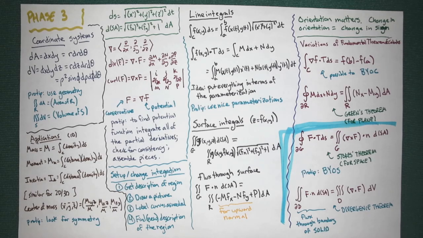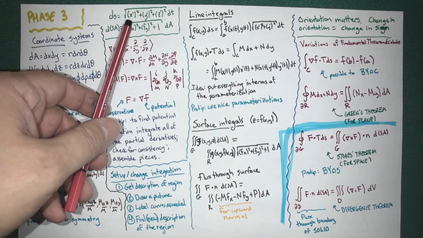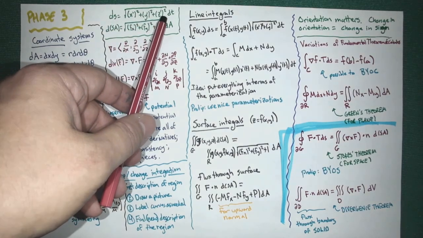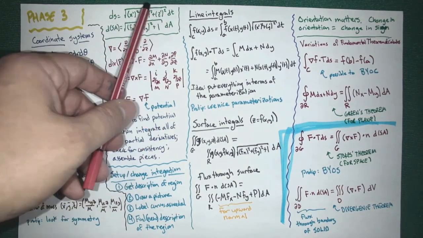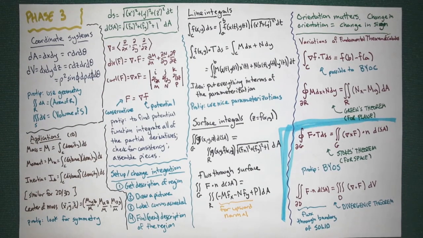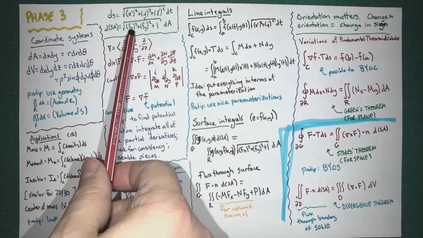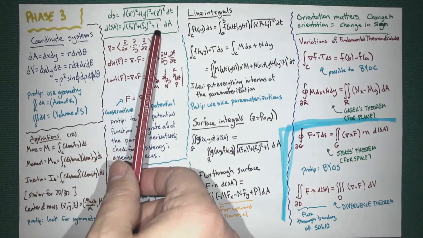Know how to find arc length type integrals. That is your ds. So that's the square root of x prime squared plus y prime squared plus z prime squared dt. If this looks familiar, you might say, hey, isn't that like the magnitude of r prime? It is like the magnitude of r prime, because it is the magnitude of r prime. So no big surprise. Surface area, dS equals the square root of fx squared plus fy squared plus 1 dA.